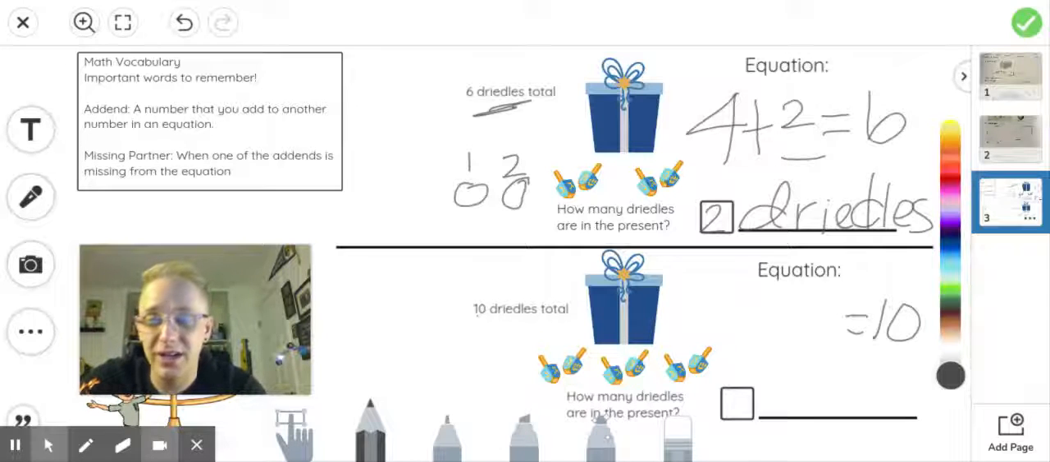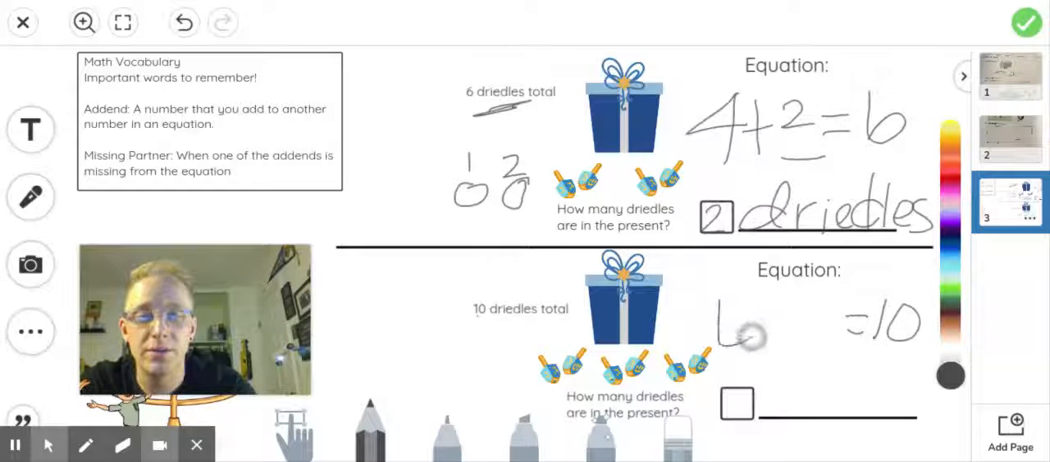Let me count how many dreidels I have out of it. 1, 2, 3, 4, 5, 6. All right, so I have 6 dreidels out of the box, so out of the present. So I'm going to write 6 here. And I know I'm doing addition because we're talking about addends again. Plus, blank. I got to figure out how many are there.